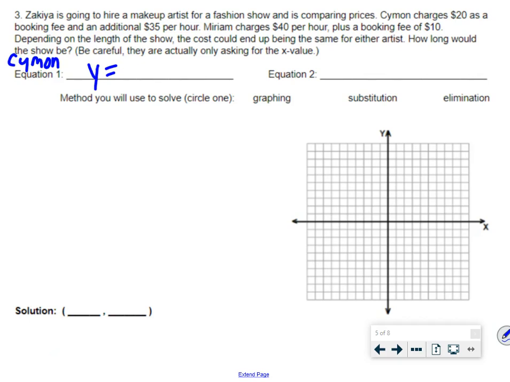Y equals, she charges $20 as a booking fee. So if you remember, $20, that's just a one-time fee. So she's going to have to pay $20. But additionally, so we're adding 2 things, she charges $35 per hour. Now if you remember, per means we're multiplying. So $35 per hour, so 35 per however many hours, so X is going to be the number of hours, plus that $20 for booking fee. $20 is just a one-time fee that confirms your appointment, that makes sure Simon is available to come, and then for every hour she's there doing the makeup, it's going to be $35.